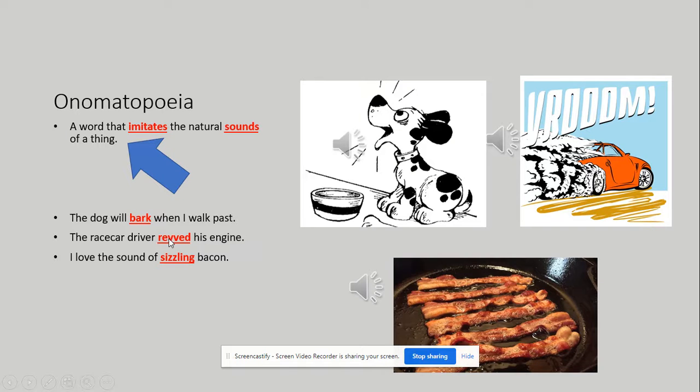The race car driver revved his engine. Revved is an onomatopoeia. I love the sound of sizzling baking. The word sizzling is our onomatopoeia. You will pick one of these examples to write into the box.